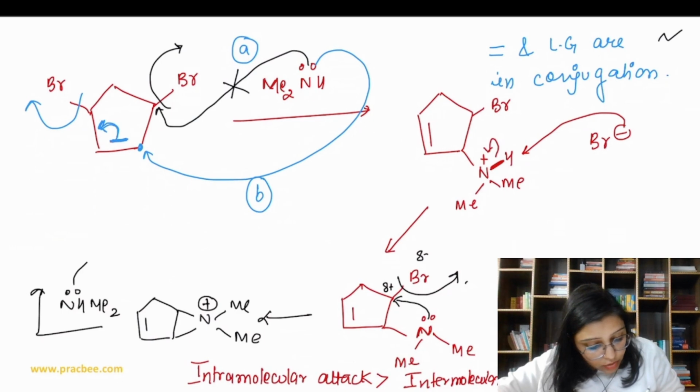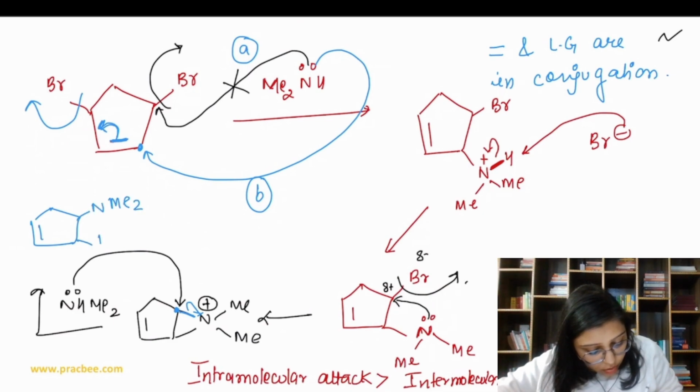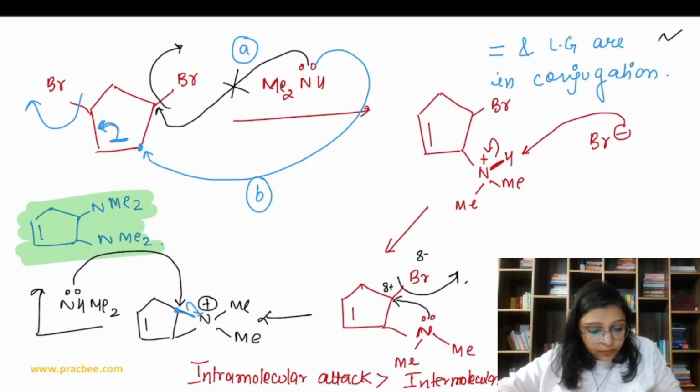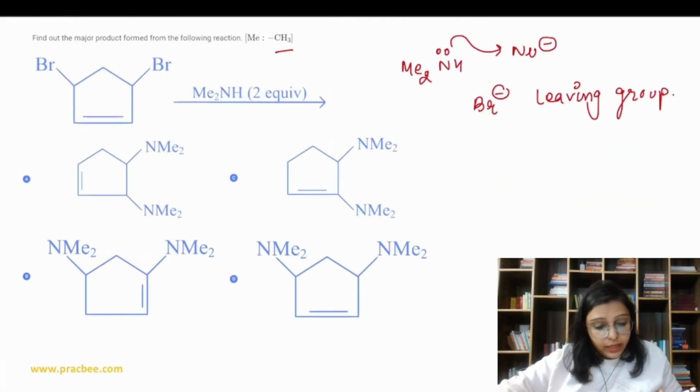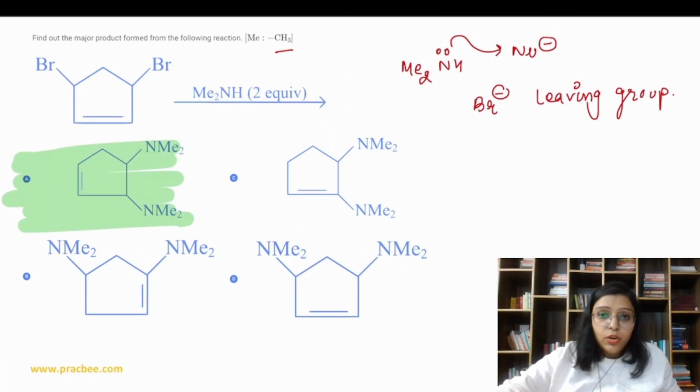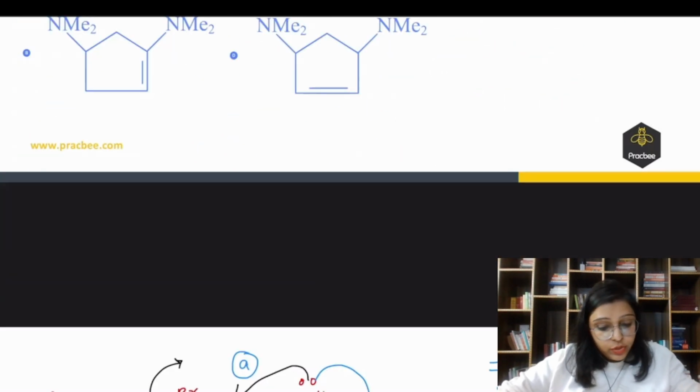So NH is going to attack on this carbon. It is going to attack on this carbon and this bond dissociates. So we get Me2, and here also we get Me2. So this is going to be the answer. Okay, so let's find out the correct answer. So option A is going to be the correct answer. Okay, option A is going to be the correct answer.